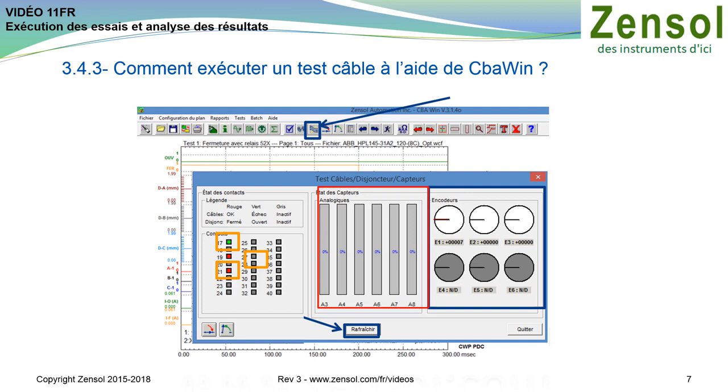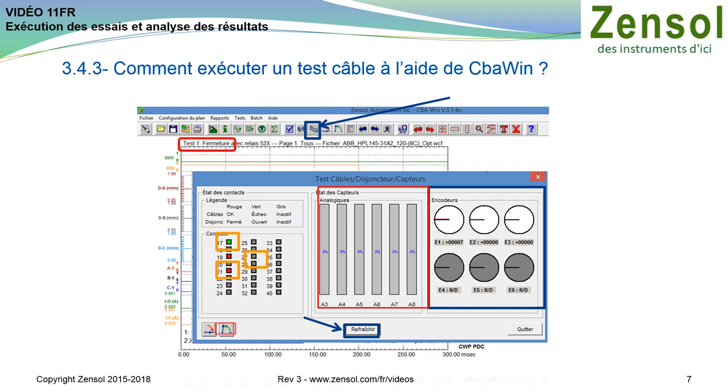How do I run a test with CbaWin? Once everything is correct, click on the blue Running Man icon to run the test. You will be asked if you really want to run the test. Click Yes if this is the case. To move on to the next test, click on the blue arrow.